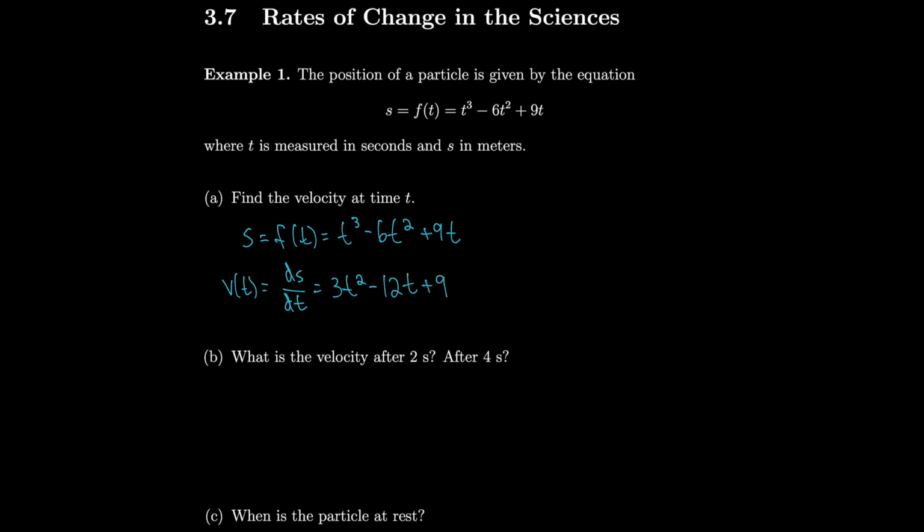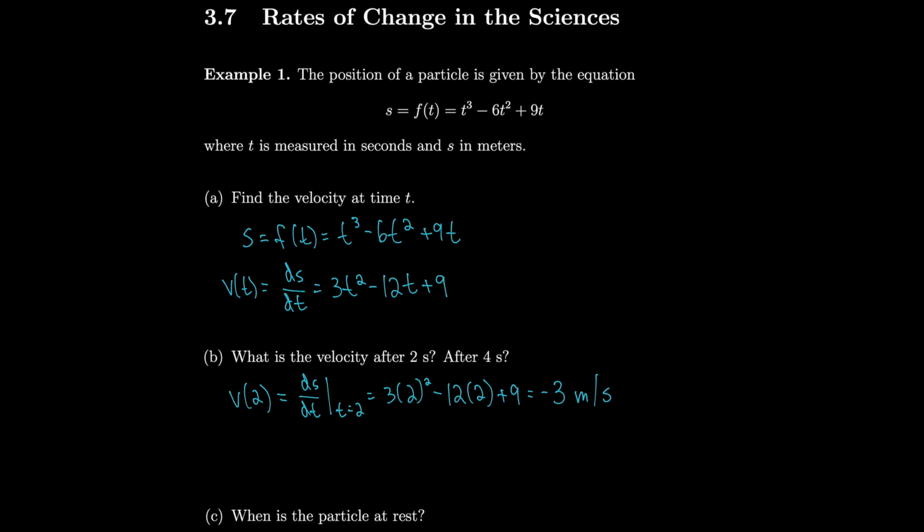If we want the velocity after 2 seconds, we just plug in 2. So v of 2 is ds/dt evaluated at t equals 2. So it's 3 times 2 squared minus 12 times 2 plus 9. So that ends up becoming negative 3 meters per second.